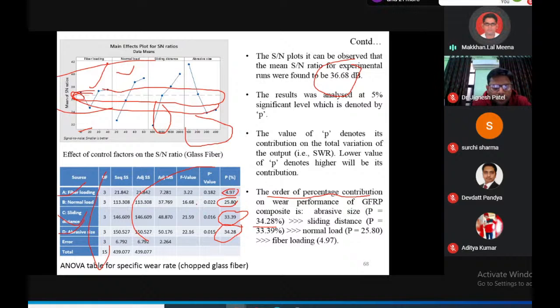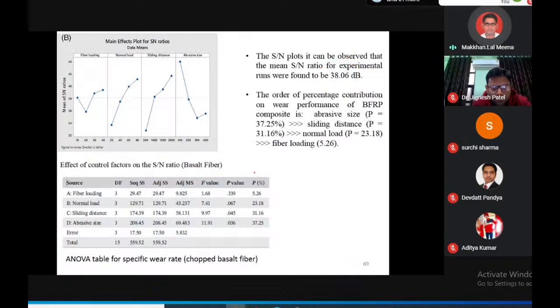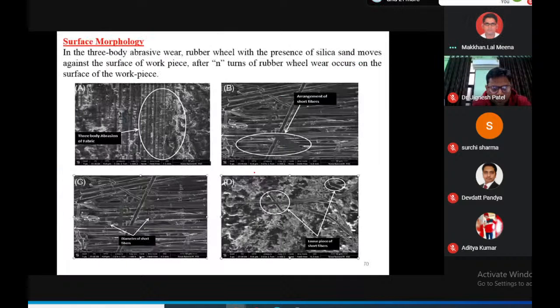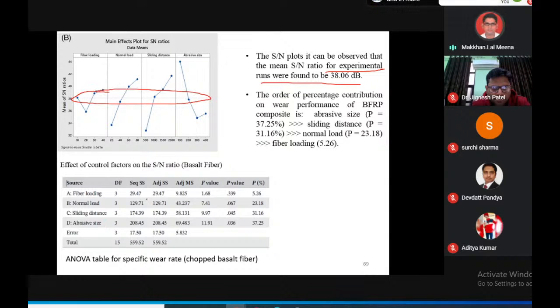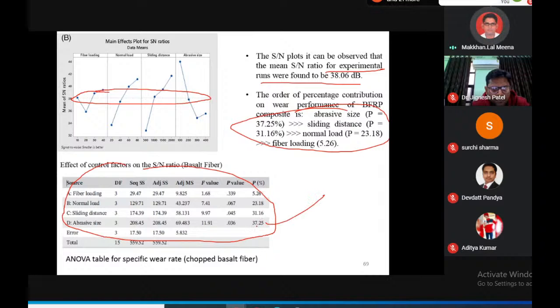So these are the ANOVA results for chopped glass fiber, and the same for basalt fiber. We can see the SN ratio for experimental runs was found to be 38.06. This is for all factors, and these are the results we can see in this table. The table shows the specific wear rate for chopped basalt fiber. Again, 37 for abrasive size, 31 for sliding distance, and so on.